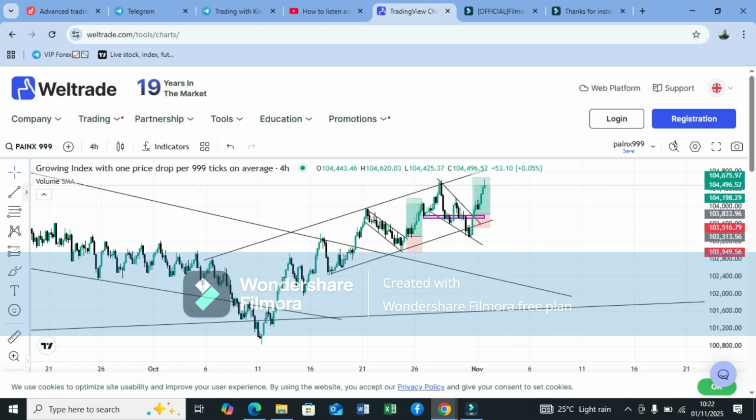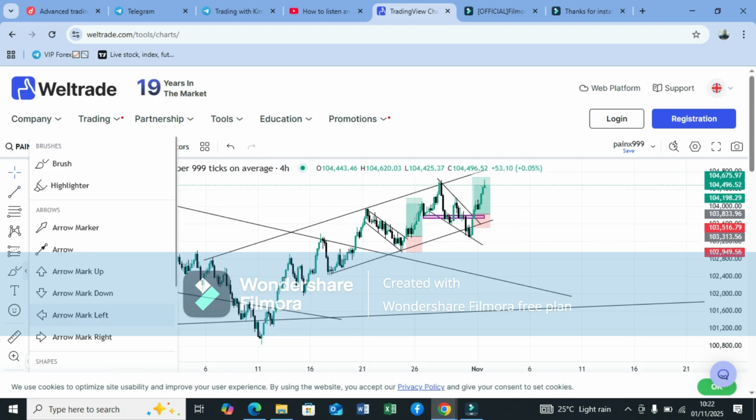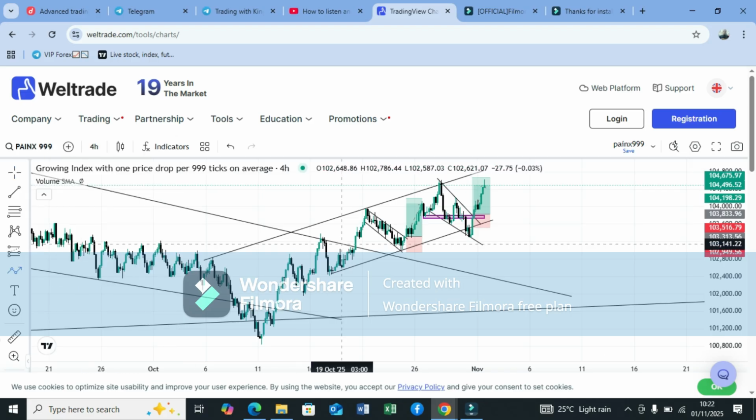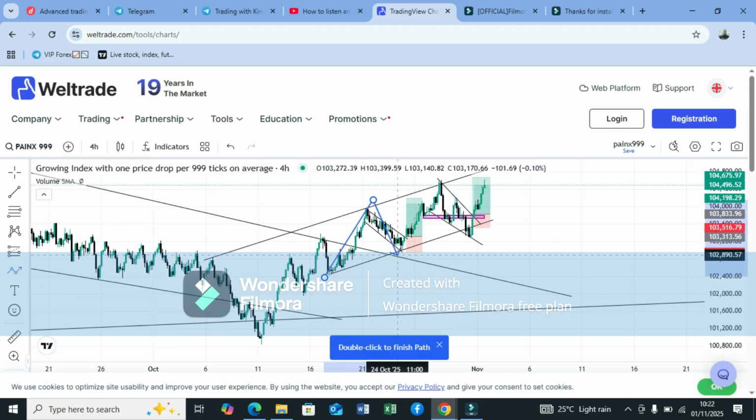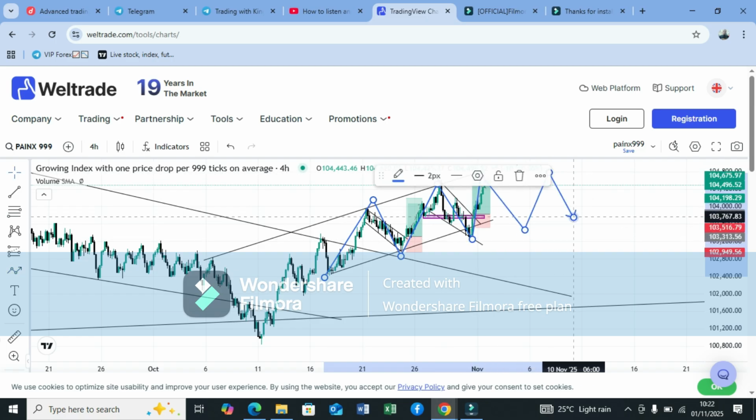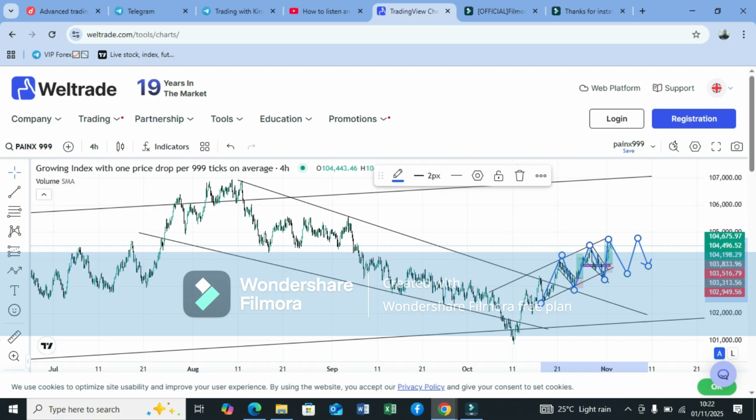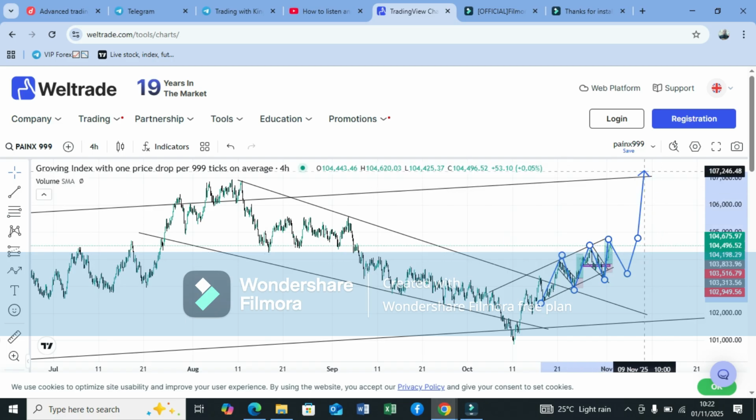Now this is how price usually moves. Price moves in impulsive moves and pullbacks. It creates it like this: pullback, impulsive move, pullback, impulsive move, pullback, impulsive move. Price does not just move straight on a straight line. So this can happen until price gets to this level here.